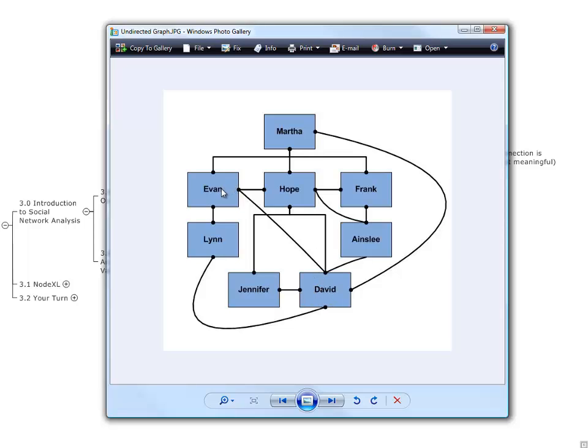Evan, on the other hand, has no direct connection with Frank, except somehow through Martha or through Hope. In some fashion, he doesn't have a direct connection in any kind of way with Frank. So it's an interesting organization chart, even for a small organization. You can see a lot visually if you just look at networks. We'll look at that a little bit later when we use the NodeXL tool.